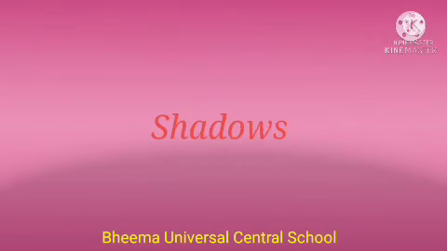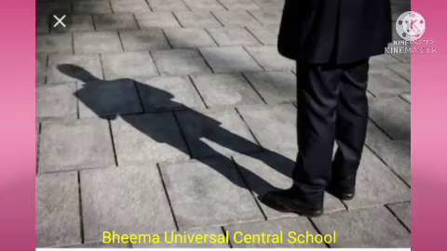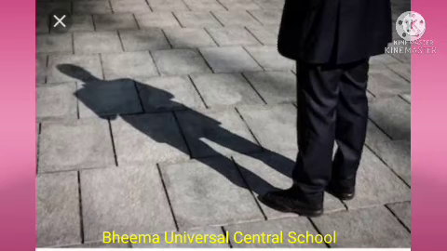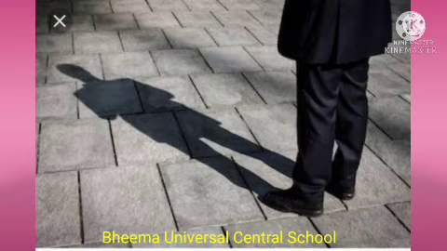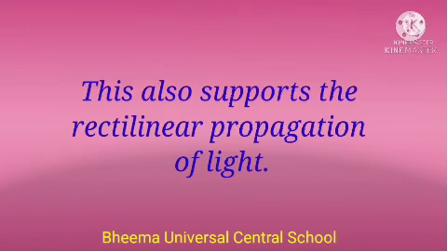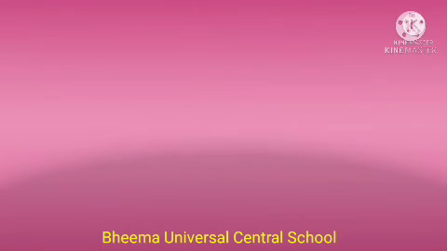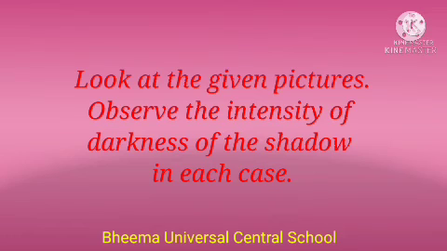Next is shadow. A shadow is formed when light is blocked by an opaque object. This also supports the rectilinear propagation of light. Look at the given pictures. Observe the intensity of darkness of the shadow in each case.